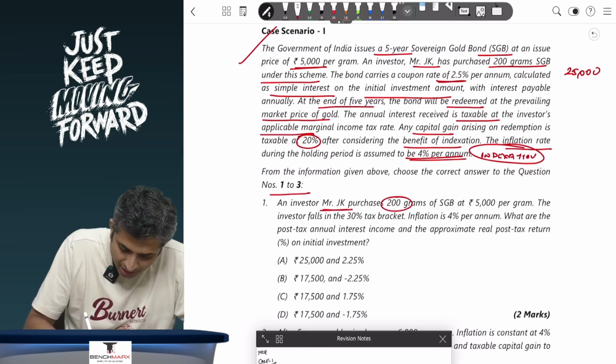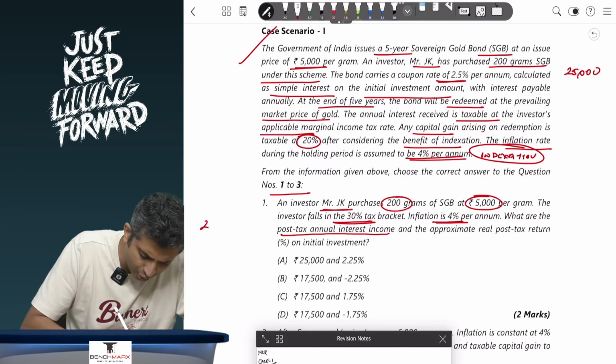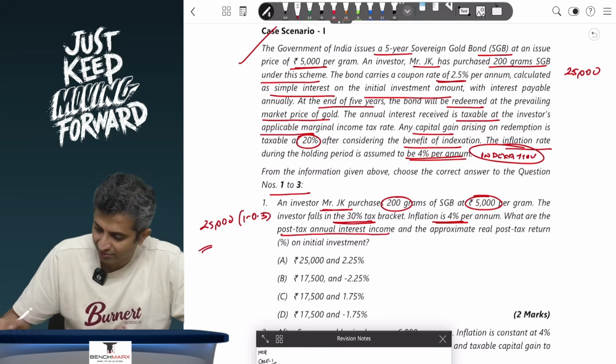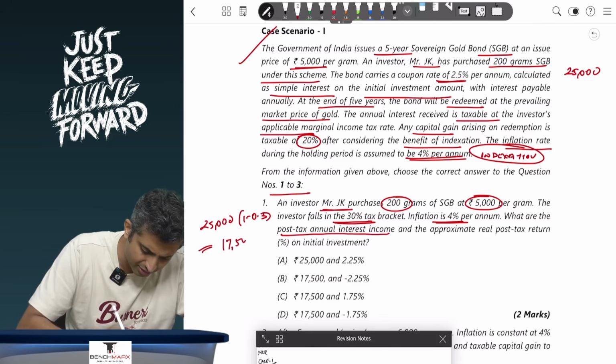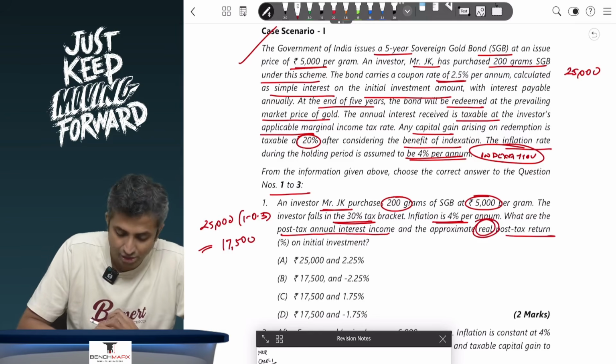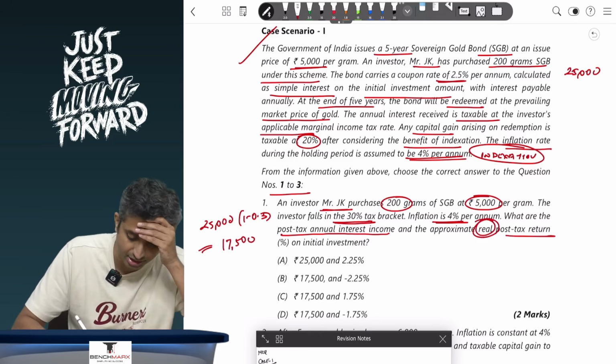JK purchased 200 grams at 5,000. The investor falls in the 30% bracket and inflation is 4%. What is the post-tax interest income? So this is 25,000 and the tax rate over here is 30%. So this is 25,000 into 0.7, which comes to 17,500. This is your post-tax interest income.